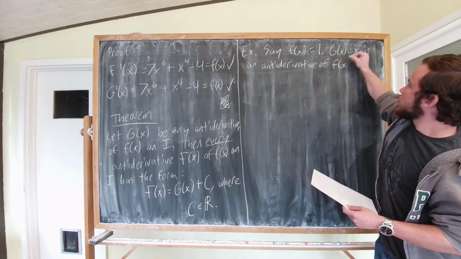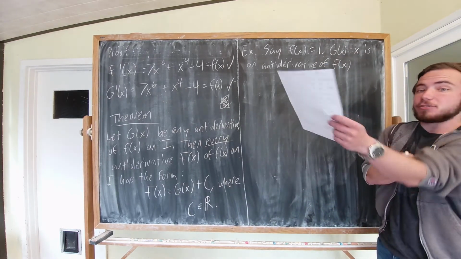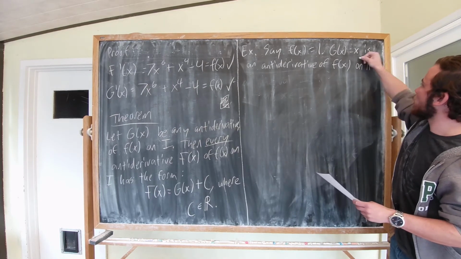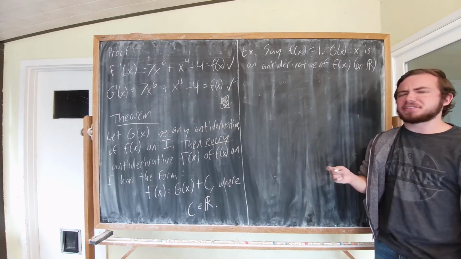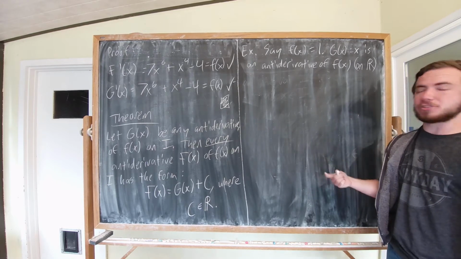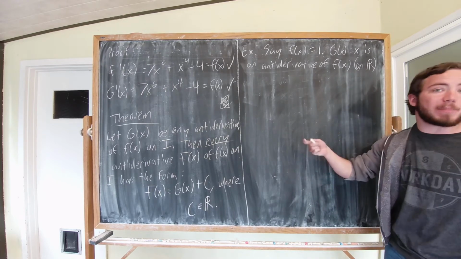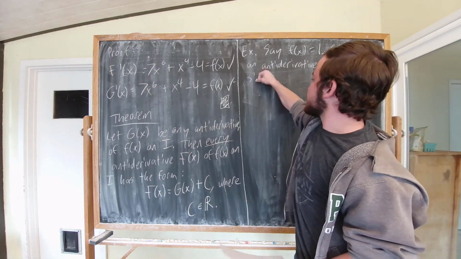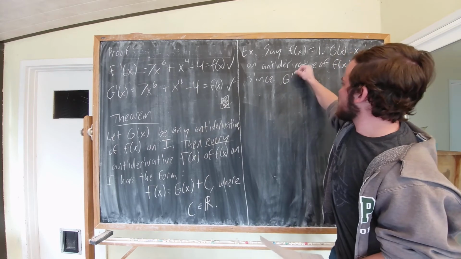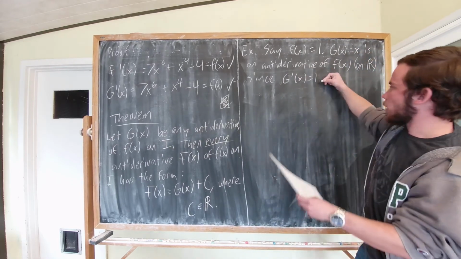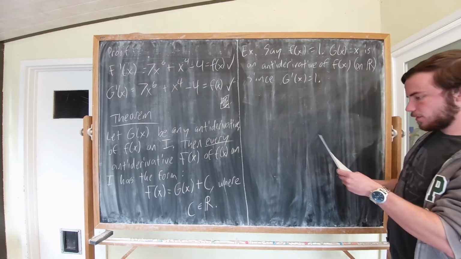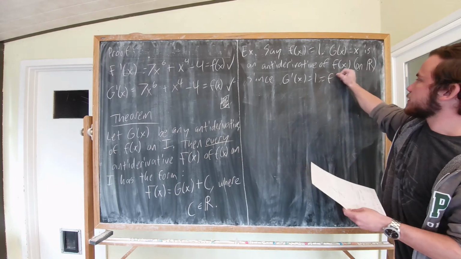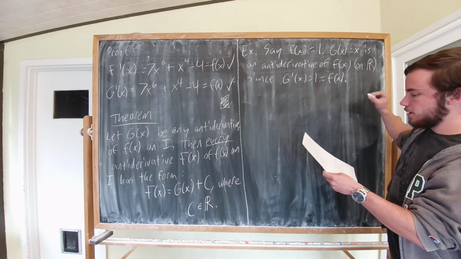So G of x equal to x is an antiderivative of little f of x, technically on R, because this is going to be true for all real numbers. If it's on R, we typically just don't specify the interval. So this is because G prime of x is equal to 1, which is, of course, f of x.